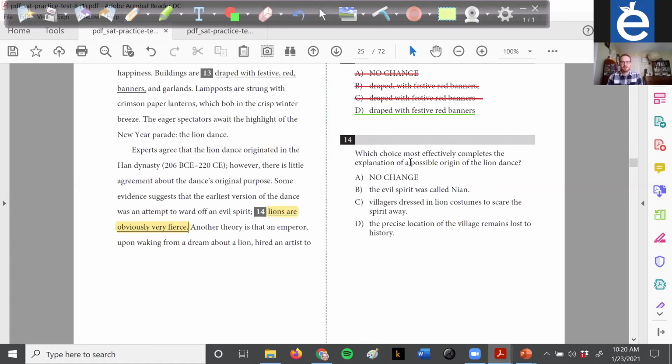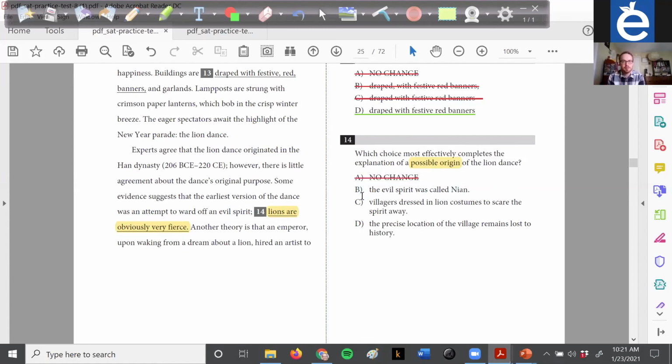Right, so we want something that gives us a possible origin. This is more just a lion fact, and while that may explain the origin, I don't know if it actually goes into further detail. It just tells us, hey, lions are scary, by the way. So I don't think A works.